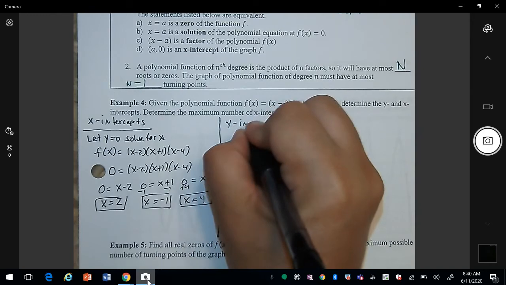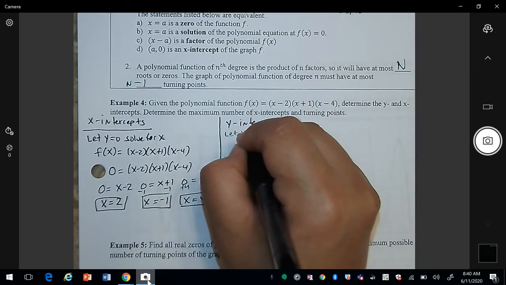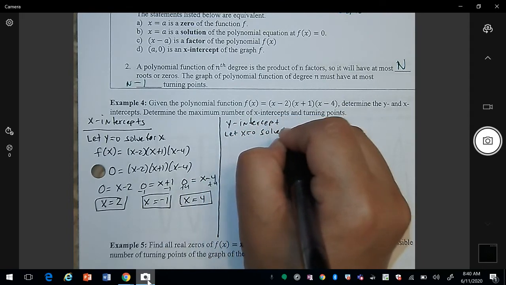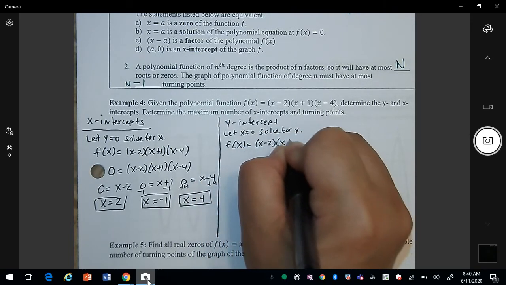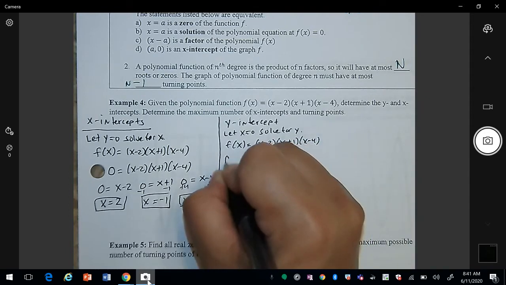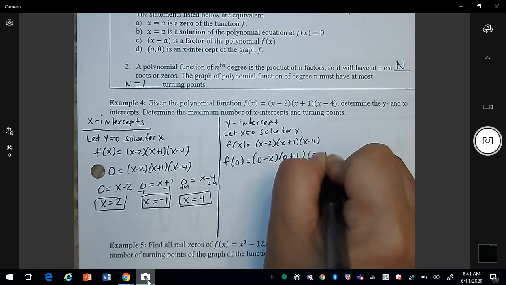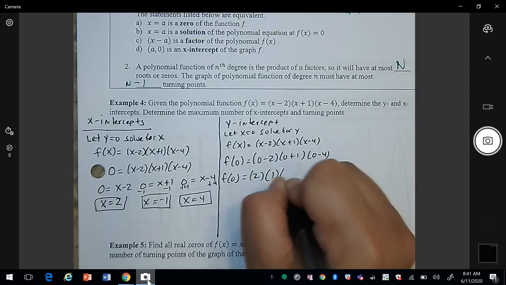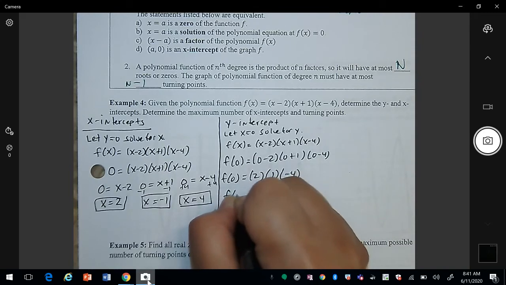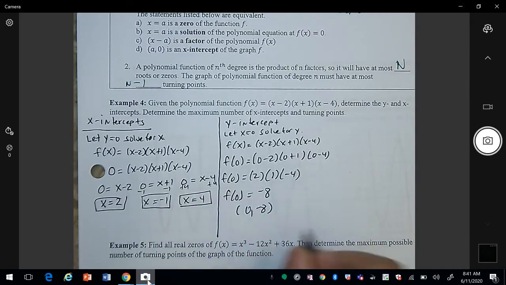The y-intercept is found when we let x equal 0 and solve for y. So if x is 0, we get 0 minus 2, 0 plus 1, 0 minus 4. 0 minus 2 is negative 2, 0 plus 1 is 1, 0 minus 4 is negative 4. Multiply it out: negative 2 times 1 is negative 2, times negative 4 is 8. So this is our y-intercept.